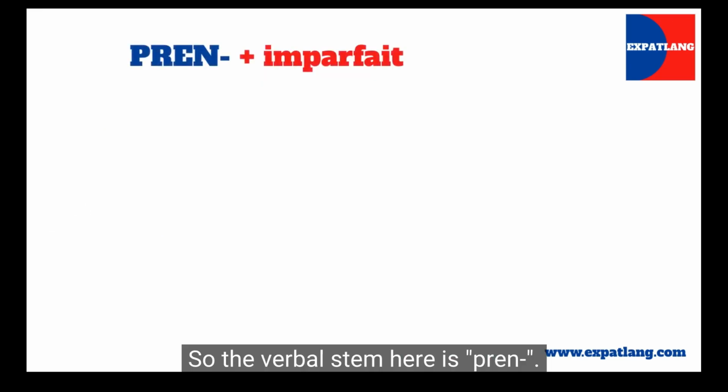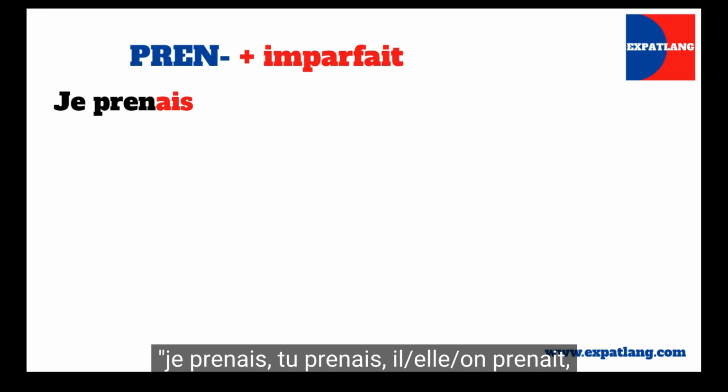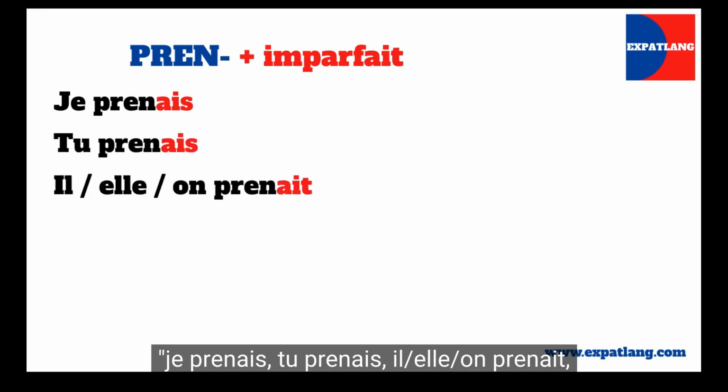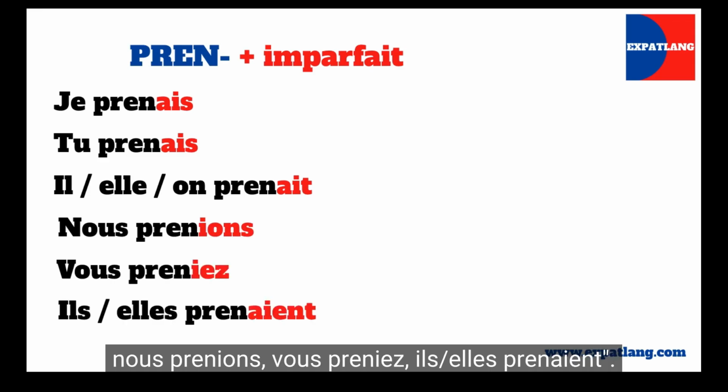Now let's move on to the next step and add these verb endings to the verbal stem of l'imparfait. So the verbal stem here is prenne, and that gives je prenais, tu prenais, il, elle, on prenait, nous prenions, vous preniez, ils ou elles prenaient.